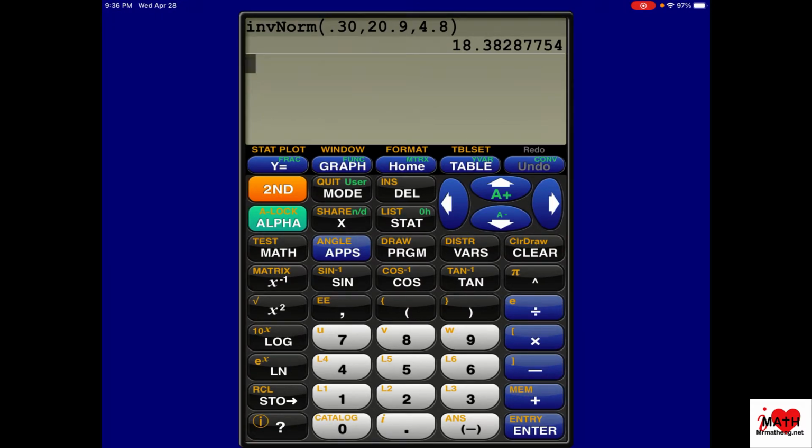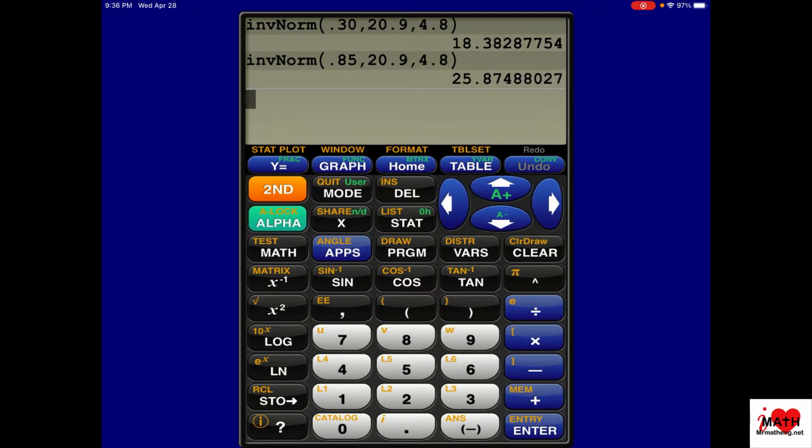Again, from the last video, you can type in second, enter, and it actually copies the whole formula. Is that pretty nice? And then you can just go back here and change this one. And our answer is 25.87.